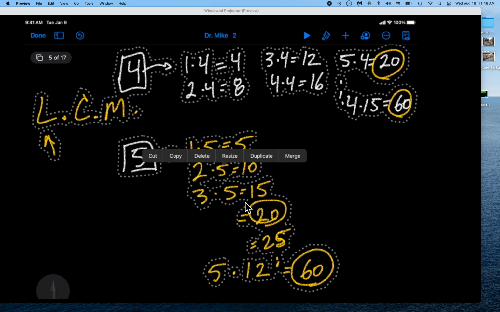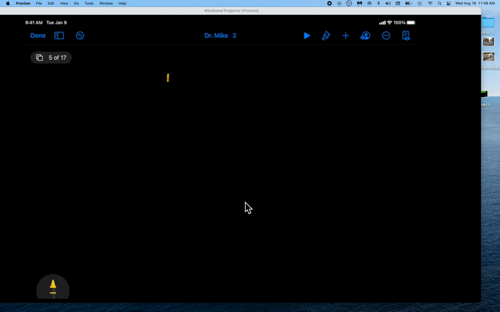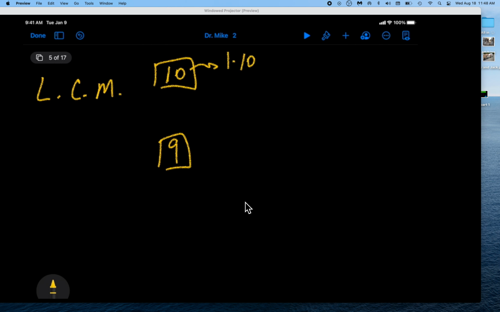Let's do one more. What is the least common multiple, when you write it here, LCM of 10 and 9? Multiples get bigger. 1 times 10 is 10. 2 times 10 equals 20. Okay, let's count by tens now. So we have 20, 30, 40, 50, 60, 70, 80, 90, and 100.